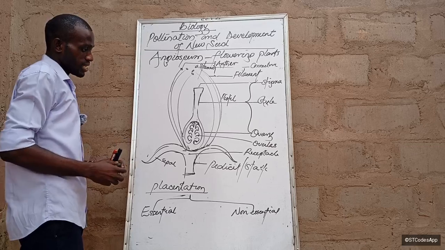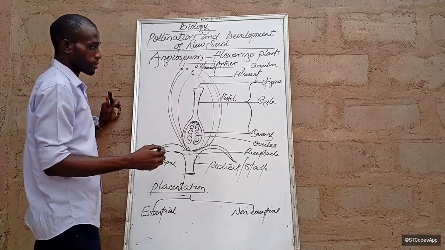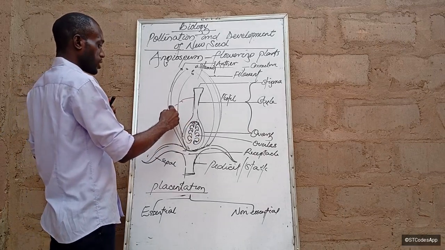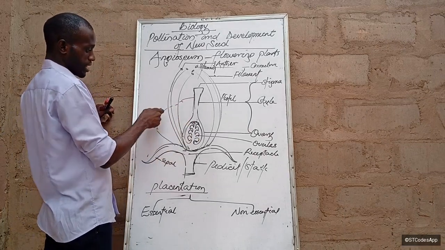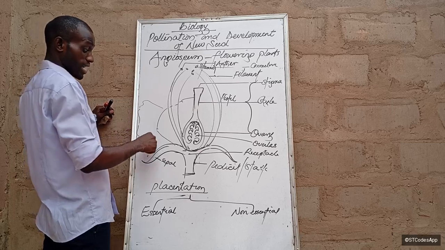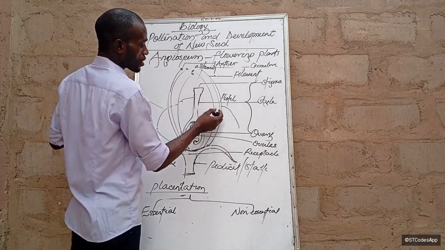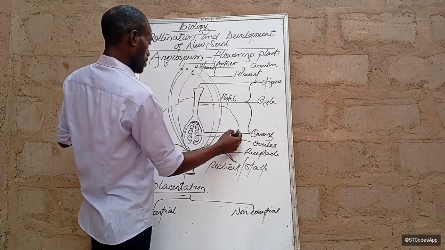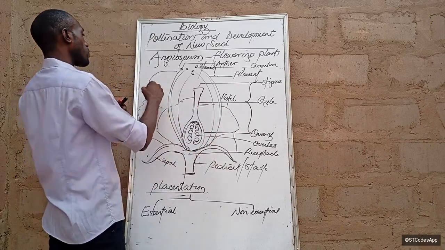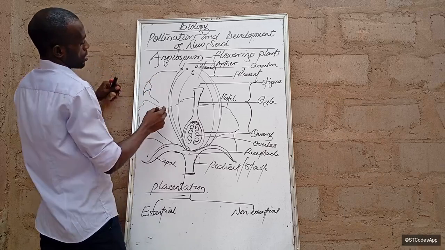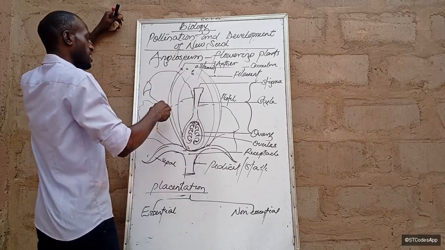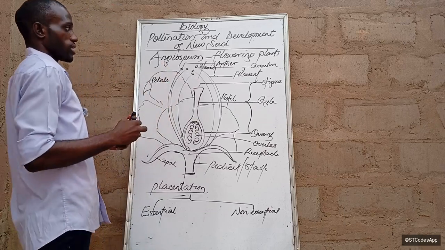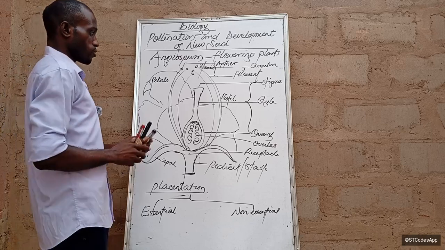Now, there are structures here that are leaf-like, but they are not leaves. They are brightly colored. And those structures are called the petals. They are called the petals. All right. So that is pretty much it.